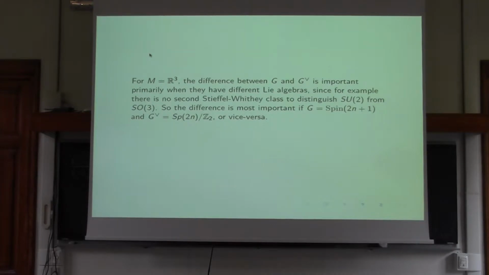Since, for example, there's no second Stiefel-Whitney class to distinguish SU2 from SO3. So the difference between a group and a dual group is most important if one of them is an orthogonal or spin group of odd dimension, and the other is a symplectic group, or vice versa. And we actually will see that something very interesting happens precisely when G is Spin(2n+1), for some reason.